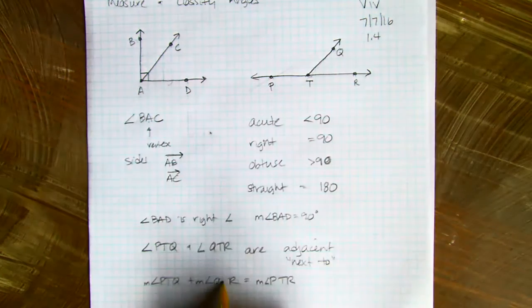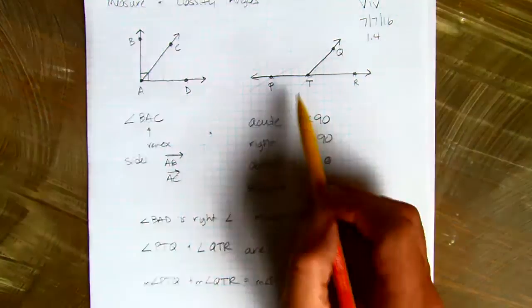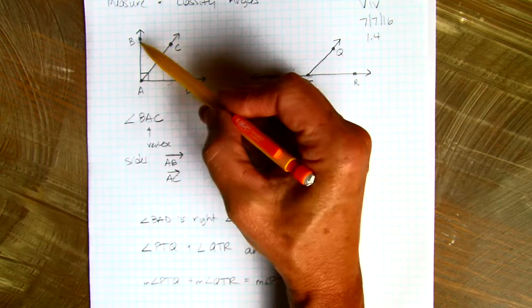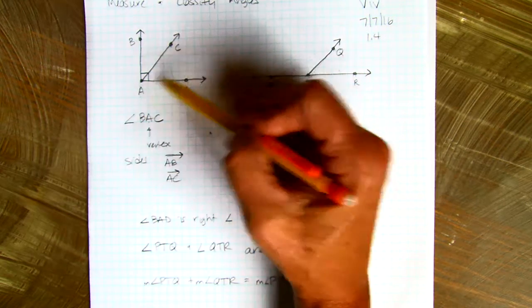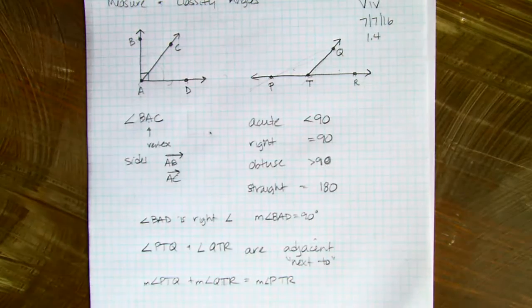That's the angle addition postulate, much like the segment addition postulate. A piece plus a piece equals a whole. Angle BAC plus angle CAD equals angle BAD.